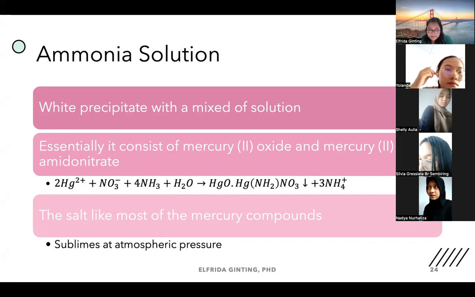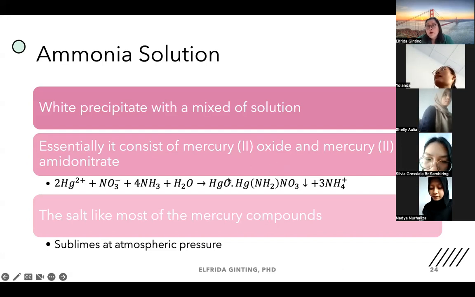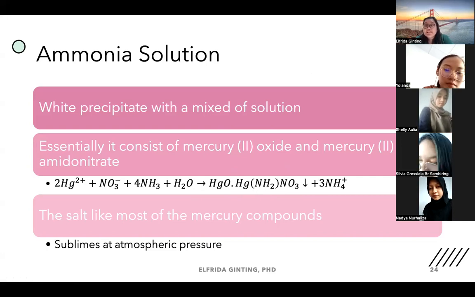So what is the meaning of sublime? The solid will change into gas. So it means it won't stay long in atmospheric pressure. So if you want to have this kind of salt, you need to put it in a special container so that it won't change into a gas form.